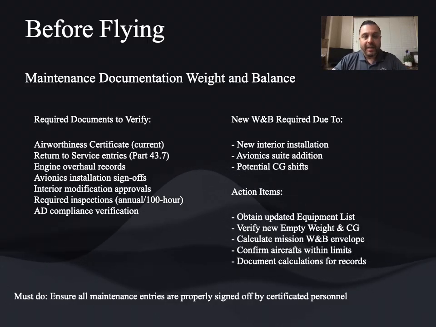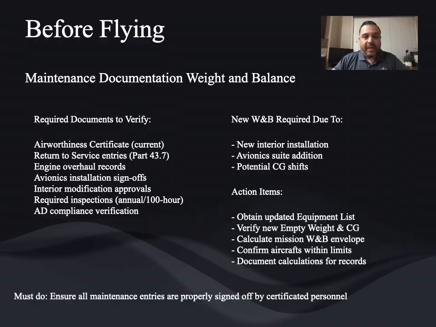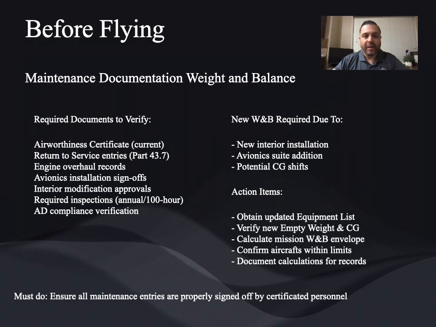We do have to have a new weight and balance due to the new interior installation and avionics suite addition, so potential CG shifts. We just want to verify that it has been reaccomplished. Action items: obtain an updated equipment list, verify new empty weight and CG, calculate the mission weight and balance envelope, confirm the aircraft is within limits, and document all those calculations for the record. Must do: ensure all maintenance entries are properly signed off by certified personnel.